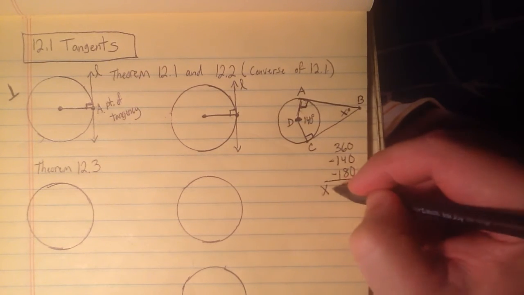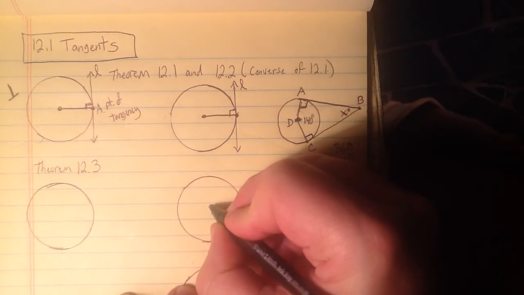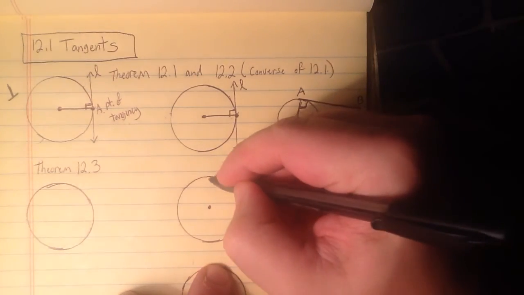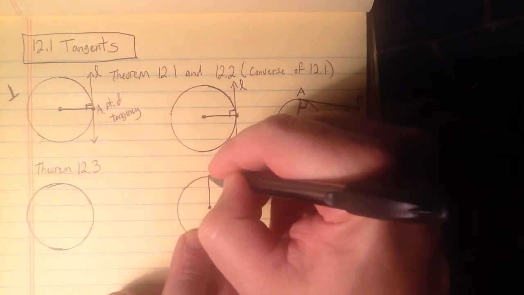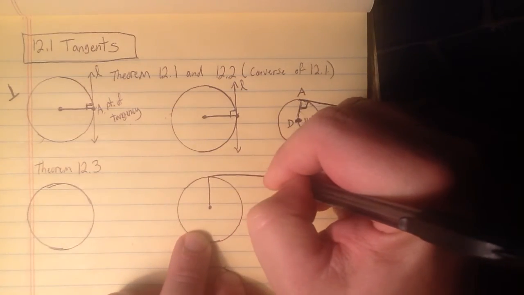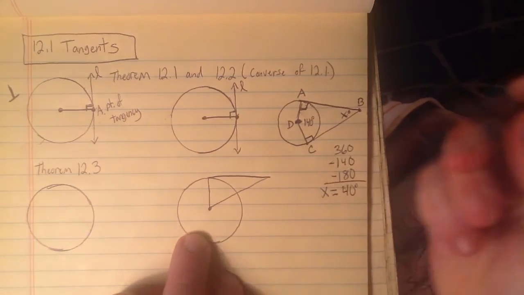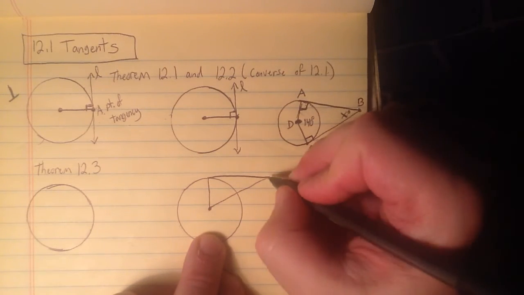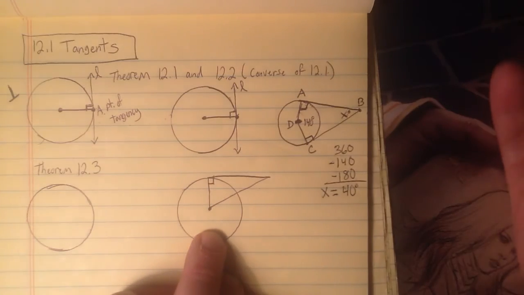So x equals 40 degrees. I hope that makes a lot of sense. The other example that I want to go over with you is, let's say we have the center of the circle, and let's say we draw a radius here, and we have a tangent here, and we'll draw another one from here to here, which is obviously not a tangent. Well, if this is truly a tangent, this will be, again, a right angle, no big deal.